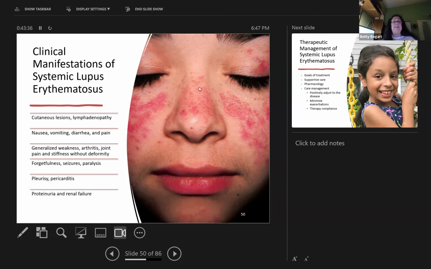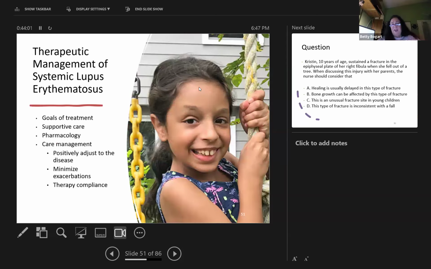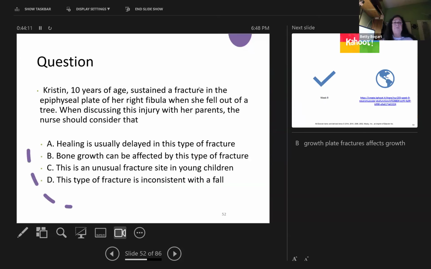You also might see things like nausea, vomiting, diarrhea, it's affecting the stomach, the GI tract. It's also attacking the joints, and it could cause stiffness there too. The brain it could affect, so forgetfulness, seizures, paralysis. Pleurisy, it's affecting the lungs; pericarditis, affecting the heart. Again, lupus attacks everything. So our goal again is to prevent that body from attacking itself, to minimize the exacerbations, and again, have these kids live as normal as we possibly can, right?